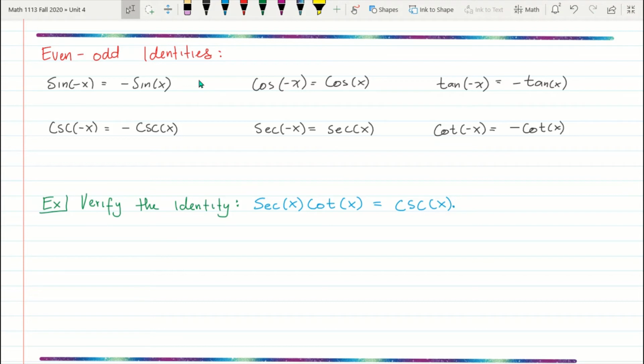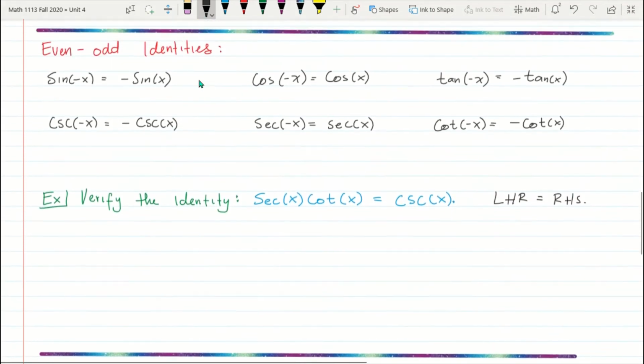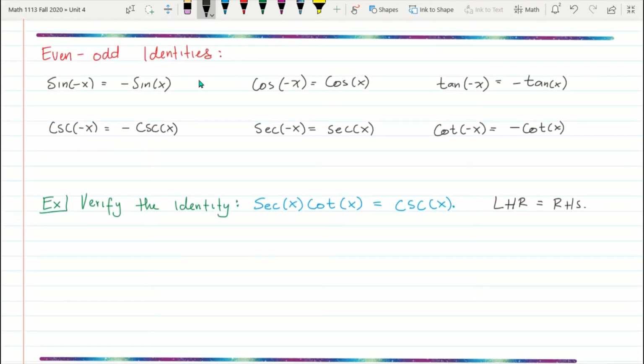So what I was telling you earlier about trying to match the left-hand side with the right-hand side is that you only want to work with one side at a time. Don't try to make changes on both of the sides at the same time. So pick one side and work with it individually. Okay, so for example, let's work on the left side because it seems like it's more complicated. So what can we do?